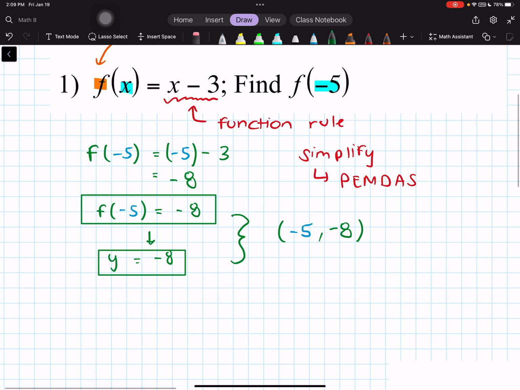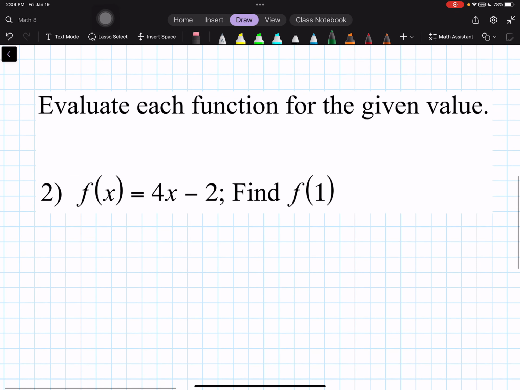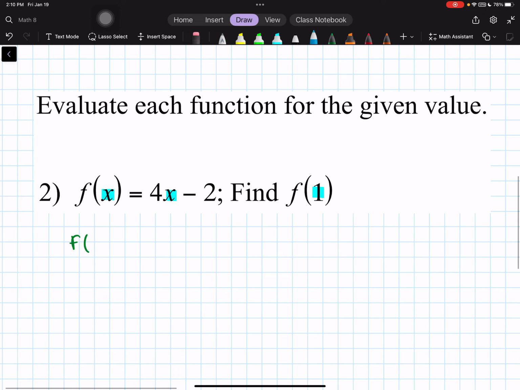Let's try another one. Over here we're given the same question and a different function. And we're meant to find the value of this function when x is equal to 1. So let's go ahead and write our function. And remember, wherever we see x, we're going to replace it with the number 1. So here we go. F of 1 is equal to 4 times x, in this case 1, minus 2.